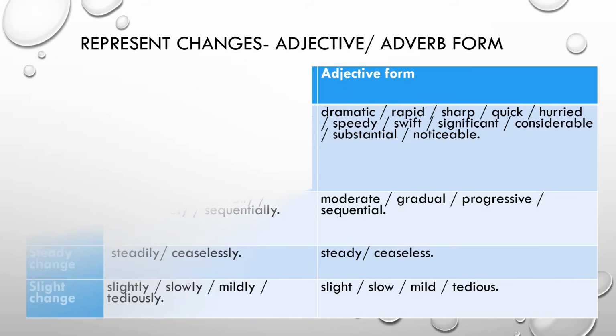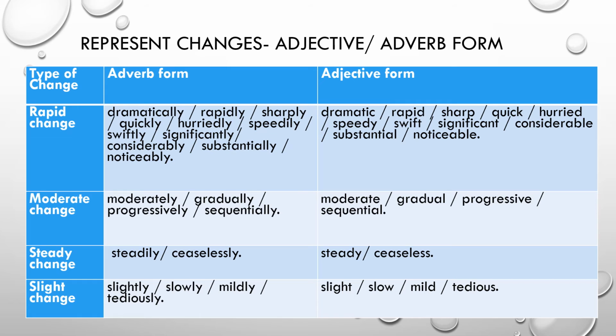Now, how we can represent the changes. So here, the types of changes, we can categorize it in adverb and adjective form. Now let's take a look at the first point, which is rapid change. So if it's a rapid, quick change, I can use the word dramatically or rapidly, speedily, significantly, or if I'm using it as an adjective, I can just remove the ly. I can say dramatic or sharp and swift, substantial.